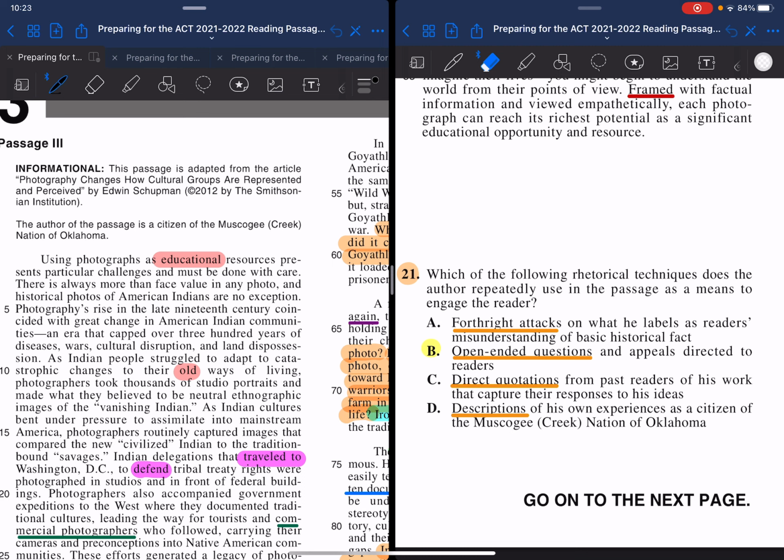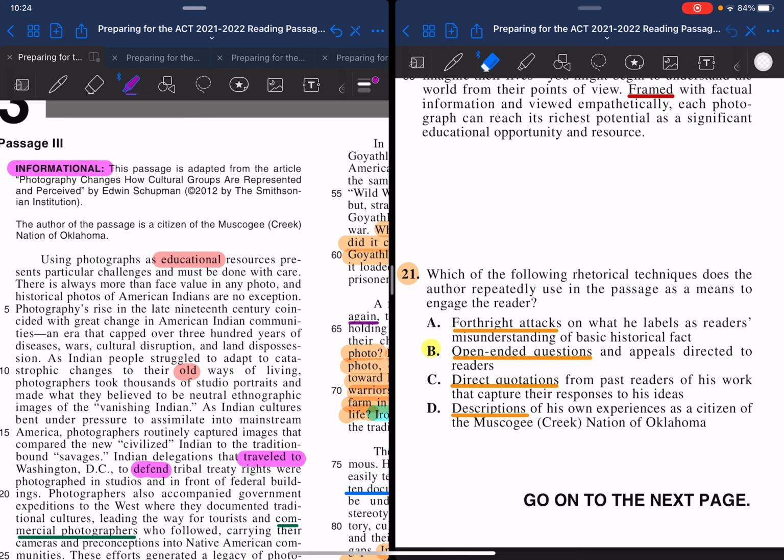So looking at this reading passage, this is an informational passage, and the key thing is that we're talking about photography and how it changes how cultural groups are represented and perceived. It's very important to make sure you read the title, because oftentimes the title will tell you something about the passage, especially the informational passages. The fiction ones, the literary ones, are a little harder to deduce, but when you get to informational passages, it really helps to frame what you're talking about.